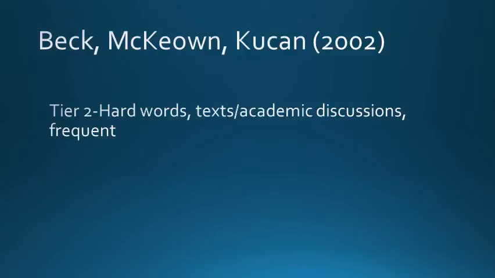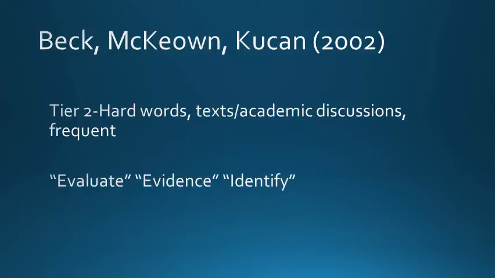So, tier two words tend to be difficult for students, and they also tend to occur across lots of different academic contexts, like in written texts, in academic discussions. So, this could include words like evaluate, evidence, or identify. So, again, they occur across a lot of different academic subjects, and they're difficult for kids.